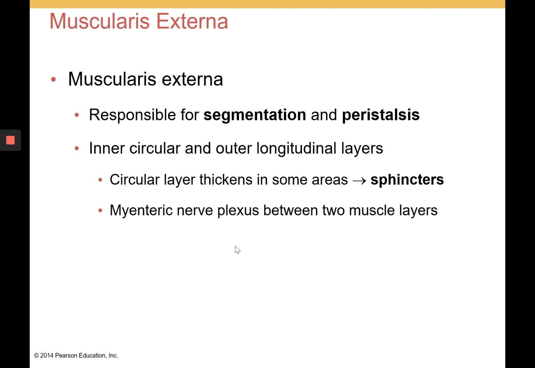The muscularis externa is responsible for segmentation and peristalsis, muscular movements of the GI tract. The inner circular and outer longitudinal layers are able to communicate with each other via the myenteric nerve plexus, and that's located between the two muscle layers. When the circular layer thickens in some areas, it forms sphincters, such as the gastroesophageal sphincter and pyloric sphincter.